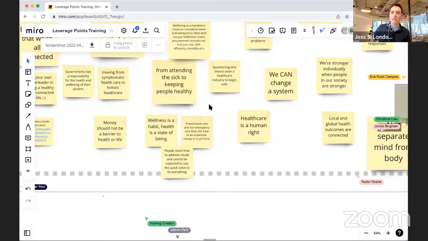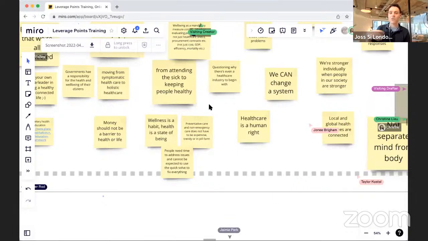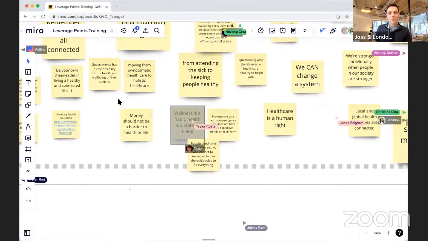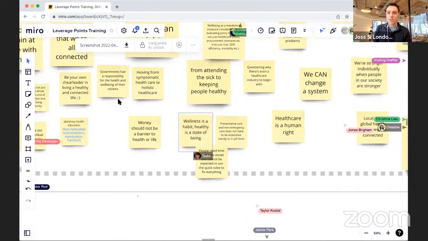Remember Donella Meadows had there, changing the goals of the system changes a lot of things. When you change the goals, that starts to change the way that people, the objectives, and what people are getting accounted for and assessed for and getting incentivized for. Moving from symptoms to healthcare to holistic care.